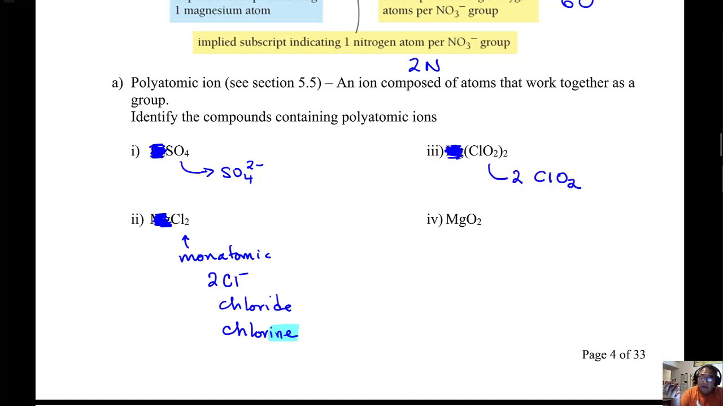Okay, so you cover up the first element and you look at it. Now, ignore that subscript in the brackets. Just look inside the brackets. There's a Cl and there's O's. It's polyatomic.